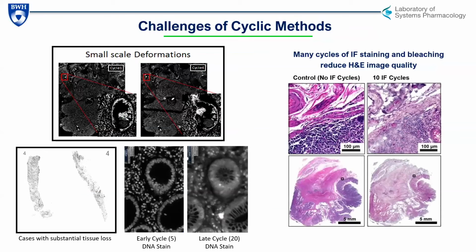So one additional challenge, though, multiple challenges you have with cyclic methods, is that many samples do really well with cycling and some don't. Some have small scale deformations that can lead to problems, hence the need for Silencer. Some samples, particularly core biopsies, or let's say breast, fibrous tissues, for instance, can degrade with cycling. There can be imaging artifacts that occur in terms of the DNA stain, and the quality of the H&E at the end is not quite what you'd like for a clinical grade H&E.